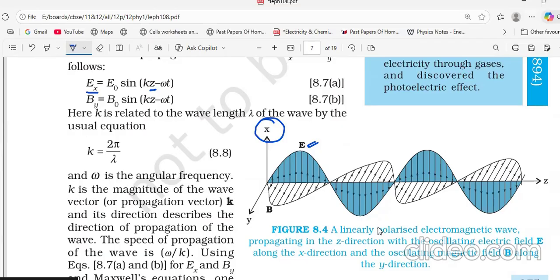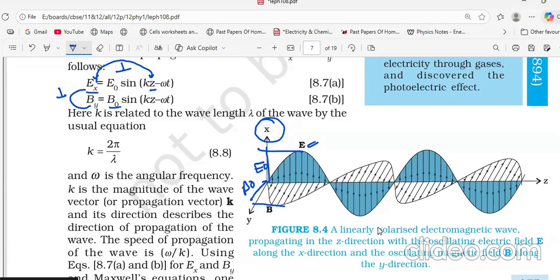So see, these two will be perpendicular. These two will be perpendicular always. And the Y, these two will also be perpendicular. And this is the magnitude. This is the magnitude B naught. And this is the peak magnitude of E naught.